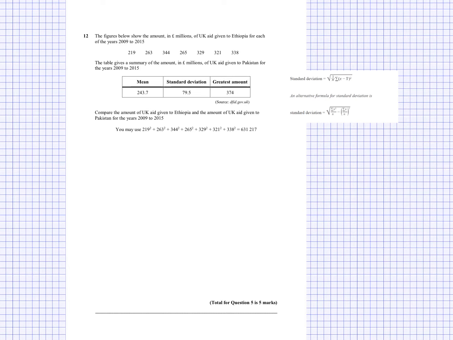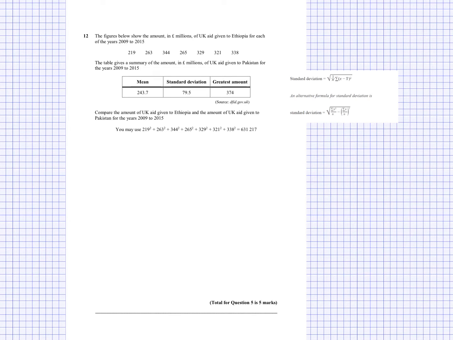So mean and standard deviation is something I can use. Greatest amount might be interesting as well, but this is one that we don't take too much interest in, okay? So we want to know mean and standard deviation more. So compare the amount of UK aid given to Ethiopia and the amount of UK aid given to Pakistan for the years 2009 to 2015.